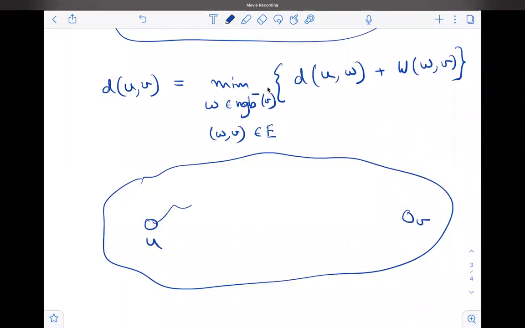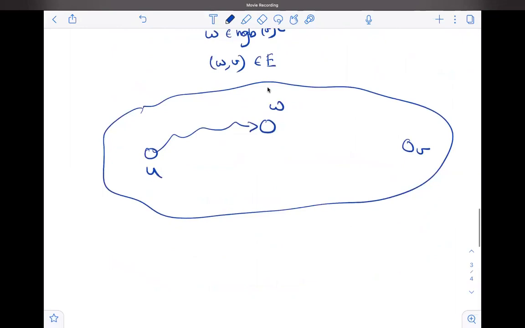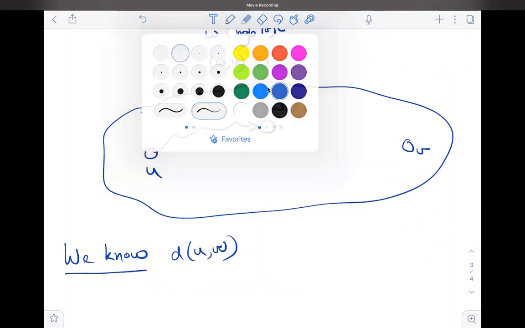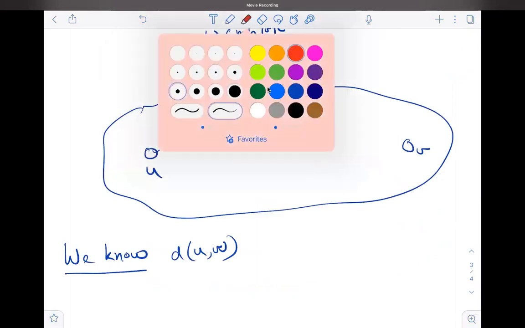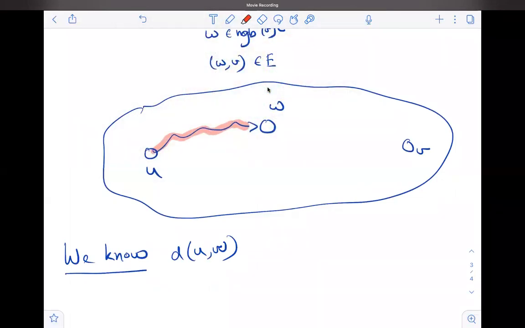Somehow some friend has come up and told that the shortest path between u and w is this. They have somehow managed to find it. So we know this thing. Somehow luckily enough, I found out the shortest path from u to w.